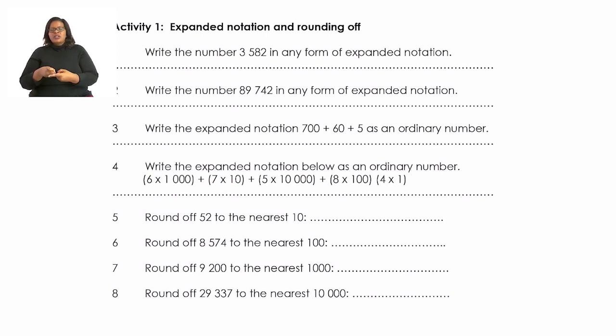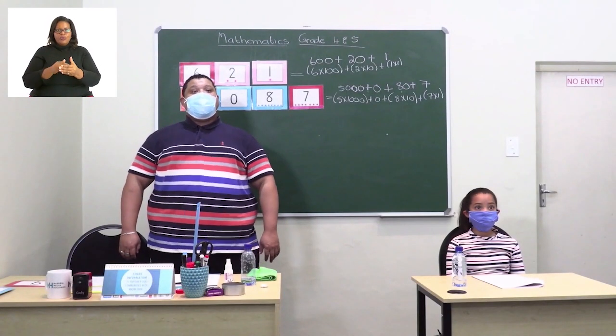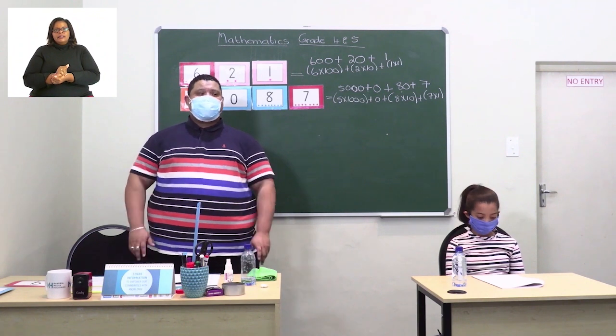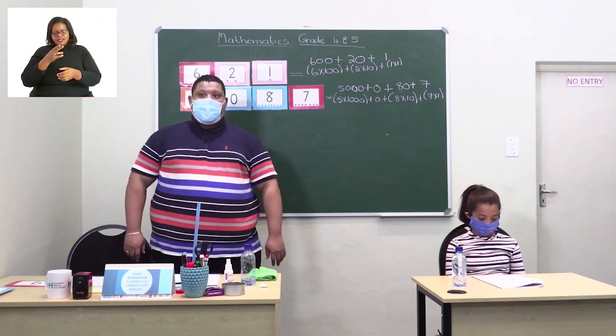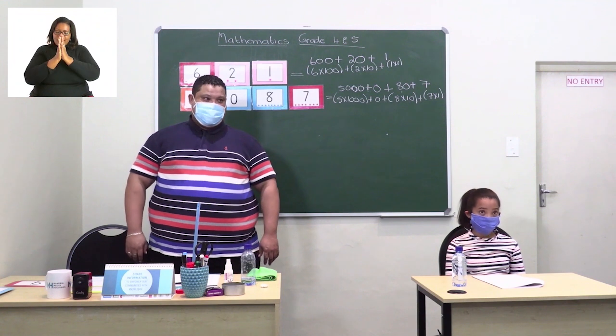Then we have rounding off. Round off 52 to the nearest 10, round off 8,574 to the nearest 100, round off 9,200 to the nearest 1,000, and round off 29,337 to the nearest 10,000. Boys and girls, the memo is on the next page, but first try to do it on your own before you look at your answers.